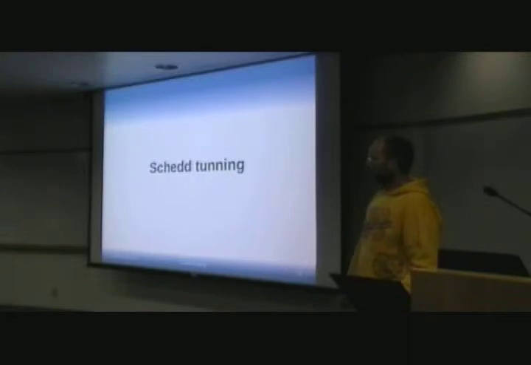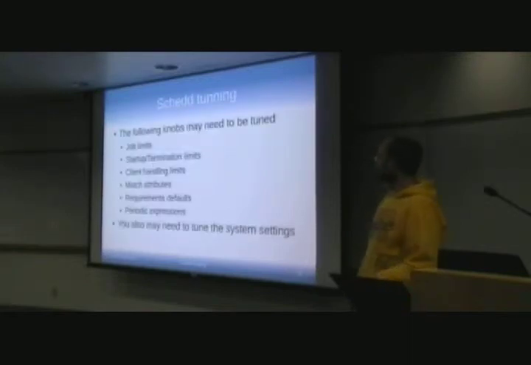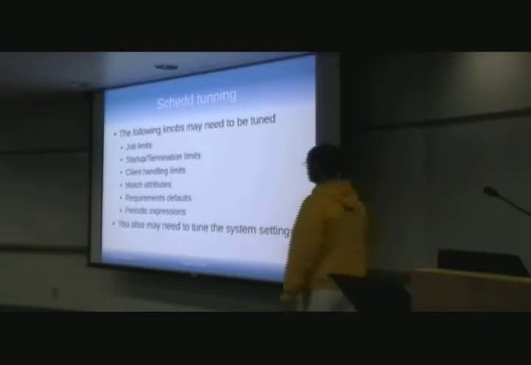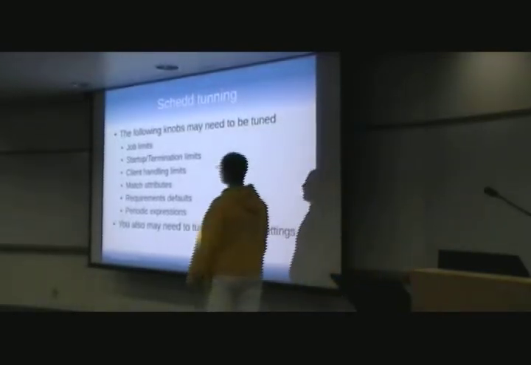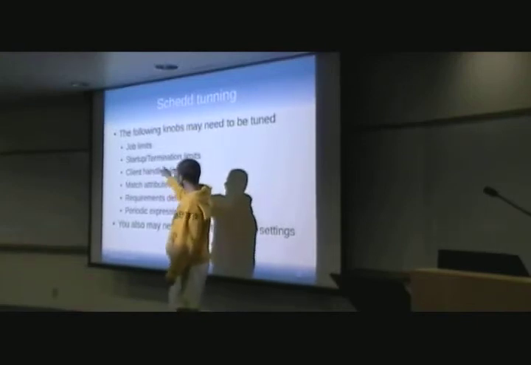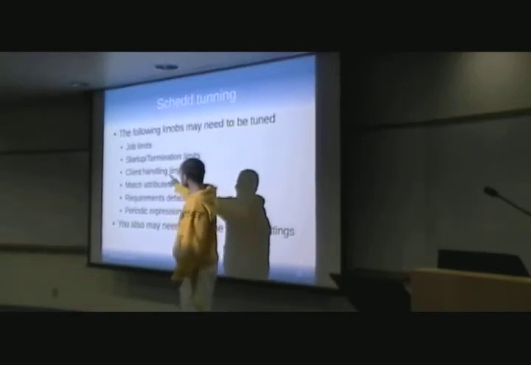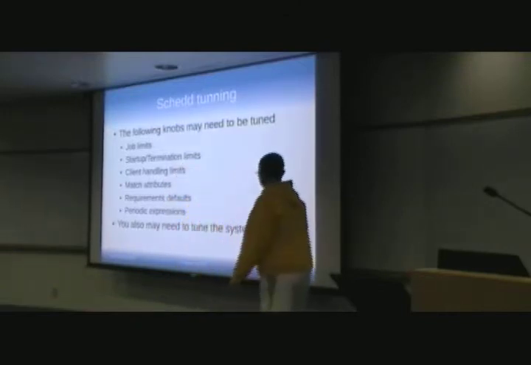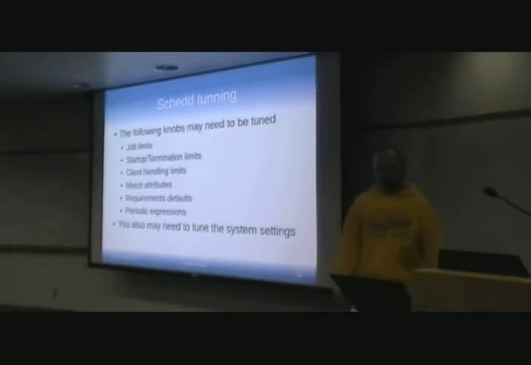This is all I have for the collector. Now a few words about the schedule. You see it's not that different, although there are a few more things you want to do. So these are the knobs I would recommend: job limits, start, termination limits, client handling limits, measured attributes, requirements, defaults, and periodic expression. And the system settings, which will be similar to the other ones.